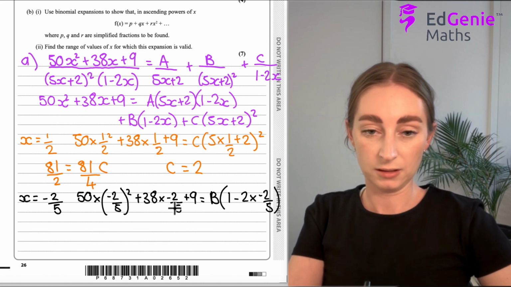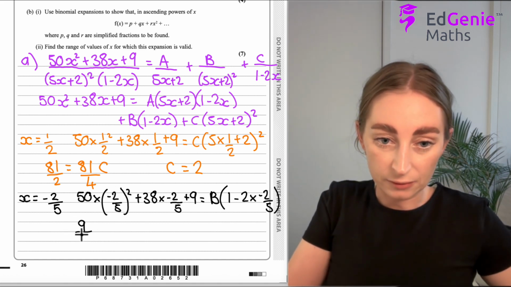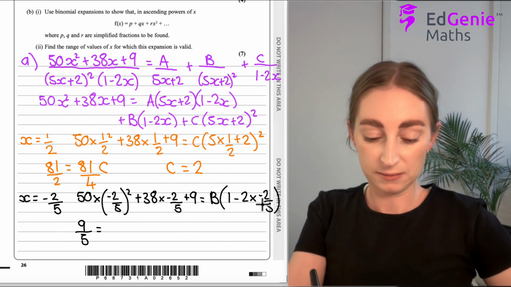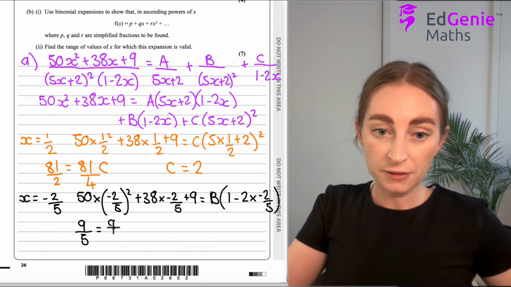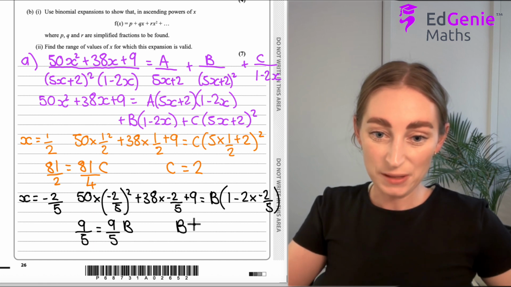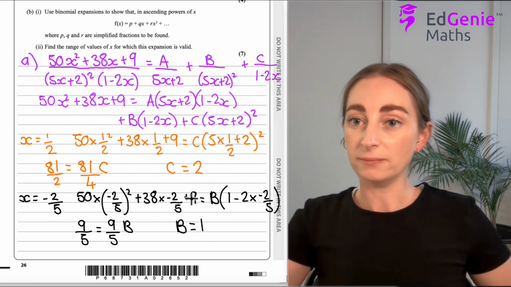That's 38 times minus 2 over 5 is 9 over 5. On the right hand side, 1 minus 2 times minus 2 over 5 is 9 over 5. That worked out well, didn't it? So we can see that B must be 1.